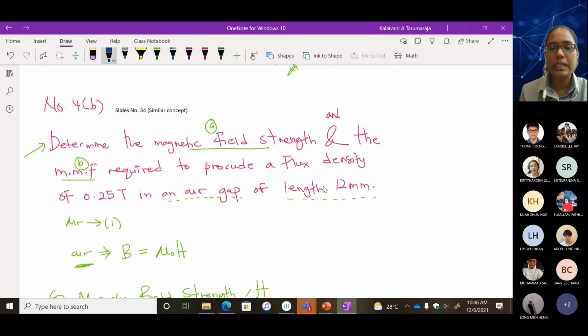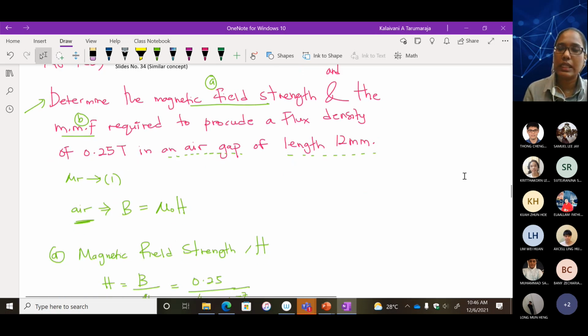So the way we're going to calculate, the first thing they ask us to define is the magnetic field strength. This is the first one. The second one, they ask you to find the motive force. So take note of the way we're going to calculate it here.